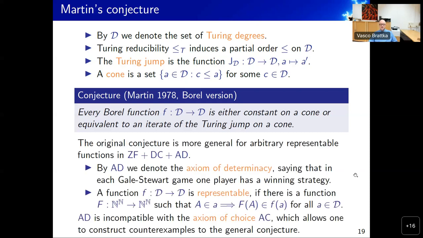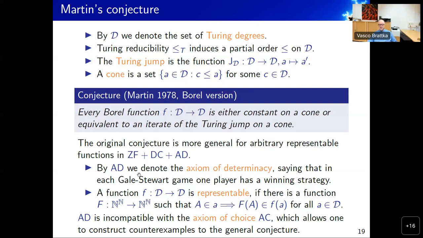I should mention that the original version of Martin's conjecture is a little bit more general. So instead of looking at Borel functions, one could also look at all functions, but then one needs to modify the set theoretic assumptions. In that case, the conjecture would come under the assumption that we use the axiom of determinacy. The axiom of determinacy says that a certain type of game is such that either player one or player two always has a winning strategy in each of these games.